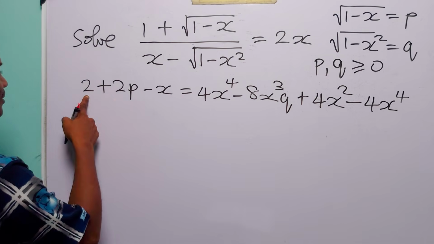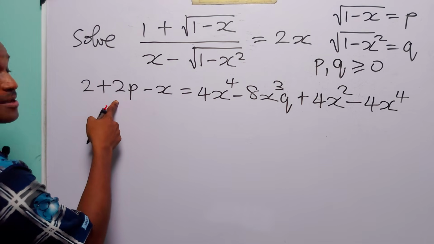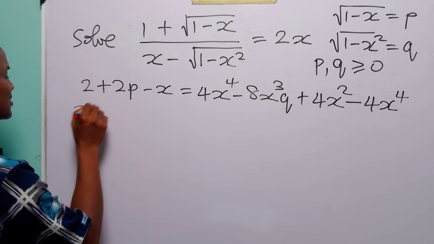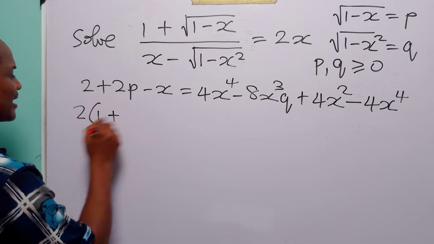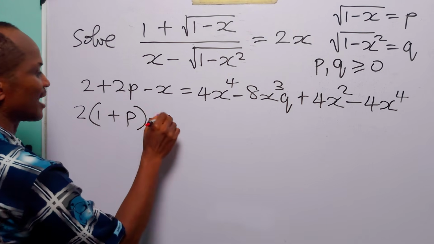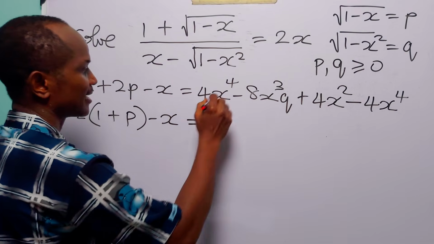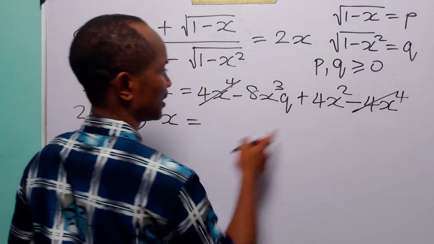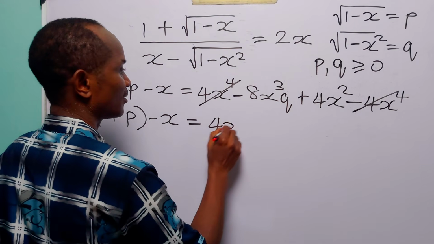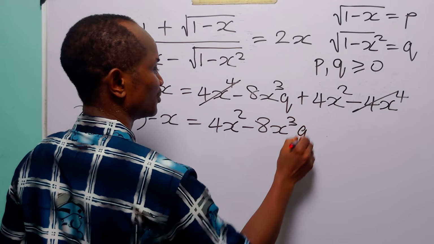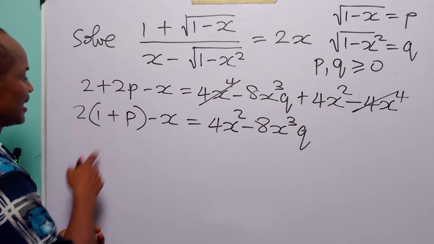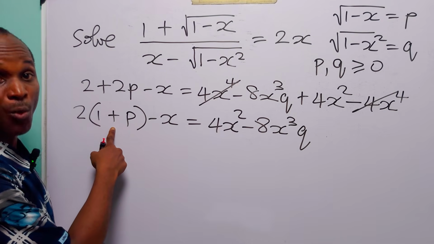So, we can factorize these two terms. We have a common factor, which is 2. 2 divided by 2 is 1. 2p divided by 2 is p. Then we have minus x, and this is equal to 4x squared minus 8x cubed q. Now, let us look at this. We have 1 plus p.